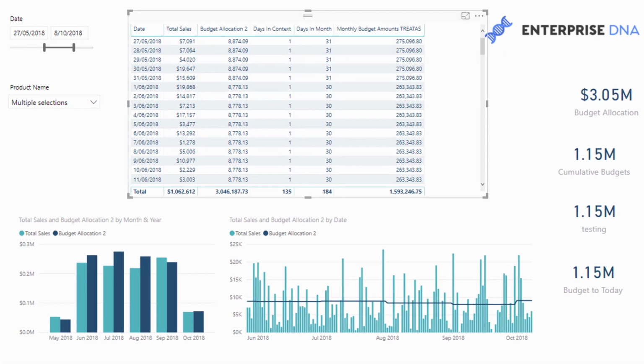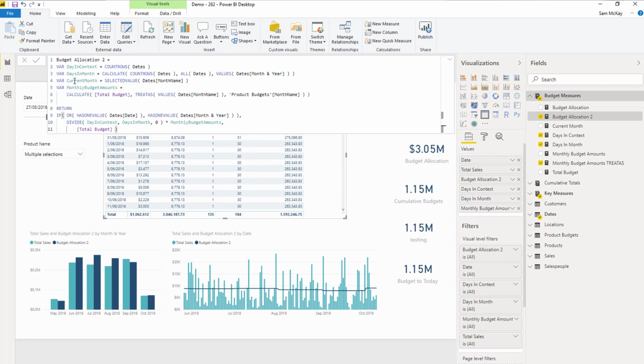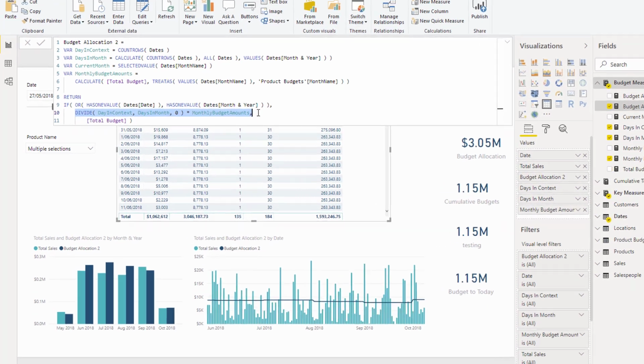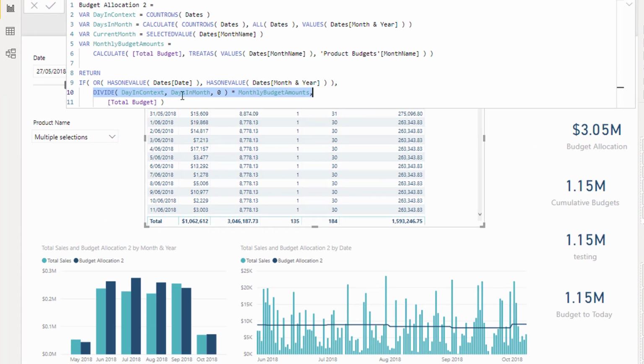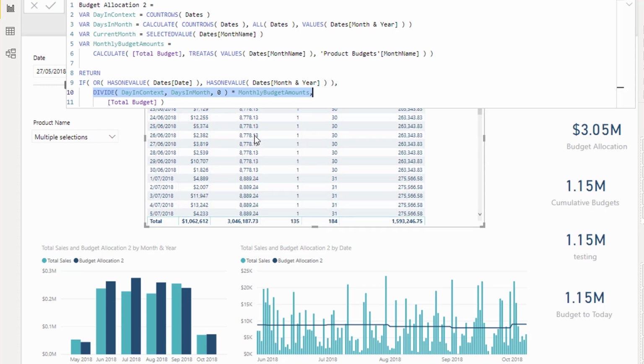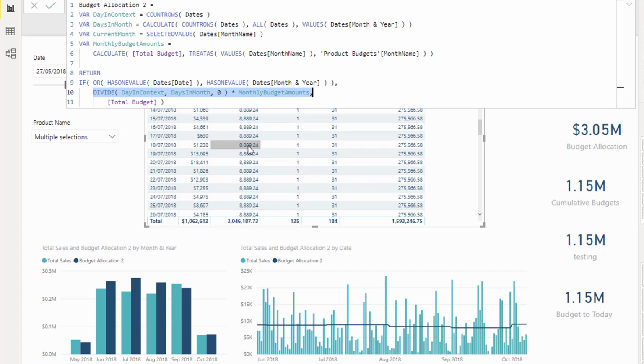Okay, and then we come to this formula here, and I have all the things that I need to actually make it work. I've got my days in context, my days in months. So 1 divided by 30 times the monthly budget amount, which is this amount here, is going to give me my daily allocation, 8778.13. And as we go to a different month, you see here, this is now a different amount.